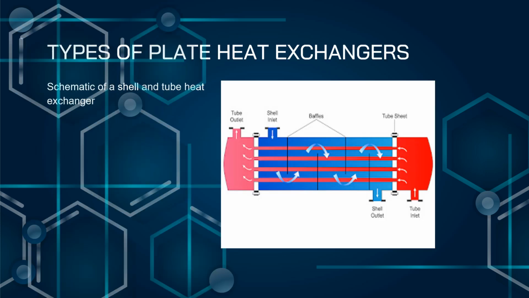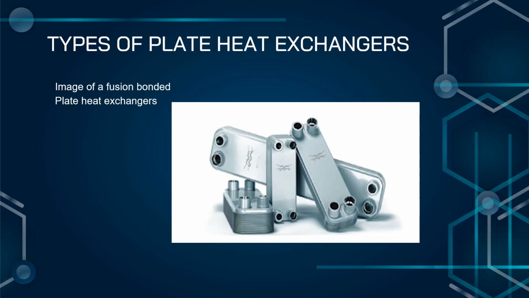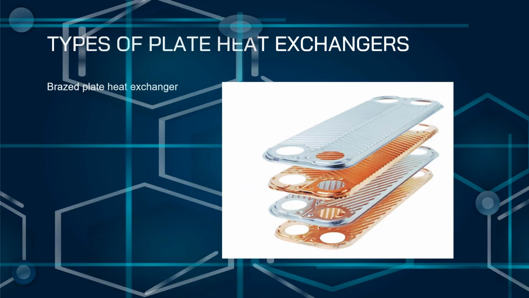This image shows a schematic of a shell and tube heat exchanger. This is also an image of a fusion bonded plate heat exchanger. This is also another type of fusion bonded plate heat exchanger. And then we have a brazed plate heat exchanger.